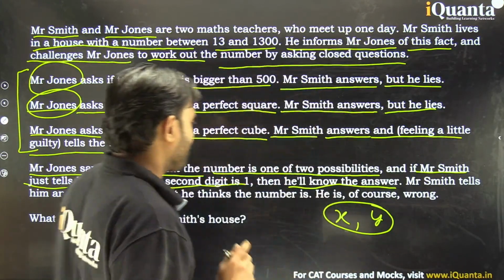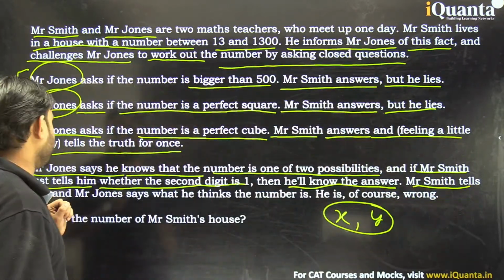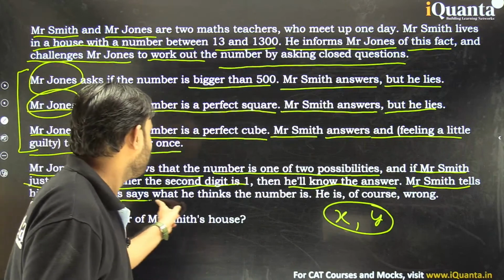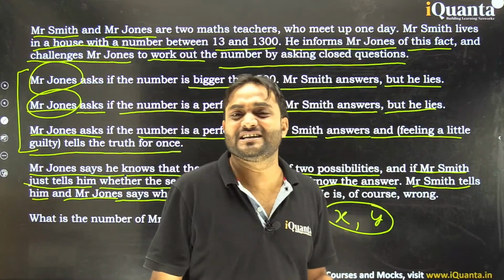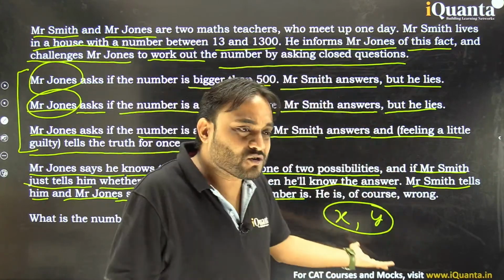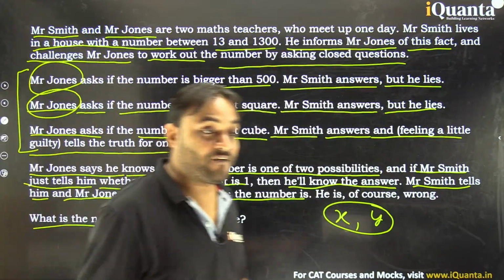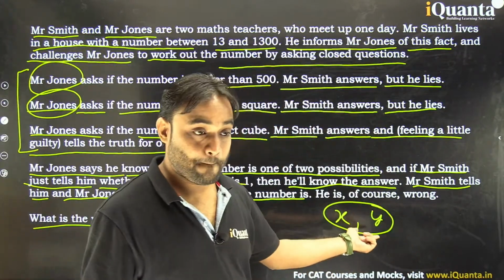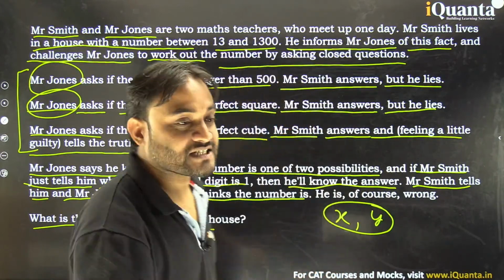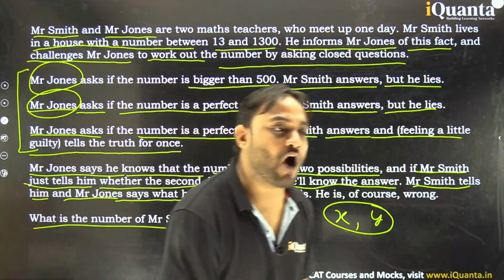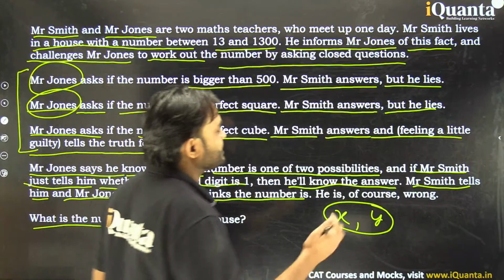Okay. So Mr. Smith tells him, and Mr. Jones says what he thinks the number is, he is of course wrong. Definitely he is wrong because he got the wrong outcome, right? So what is the number of Mrs. House? Even after this, he is getting a wrong result. So let's consider the possibilities. Can you tell me how many different cases there will be?